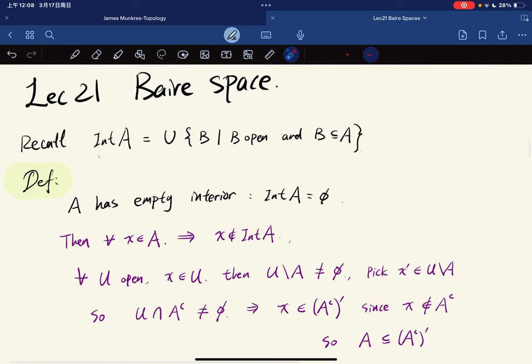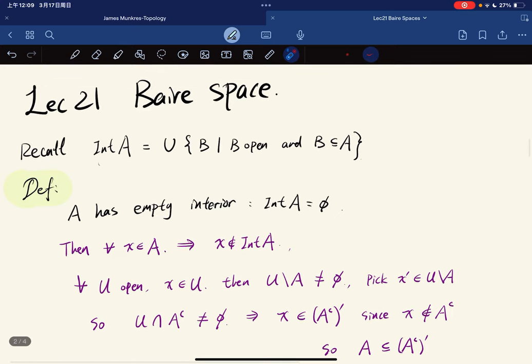Okay, so now we're gonna move on to the topic of Baire spaces. Baire spaces is a weird definition, but it will get useful. We're gonna prove the Baire category theorem, and it has a very important application, which is called the uniform boundedness principle.